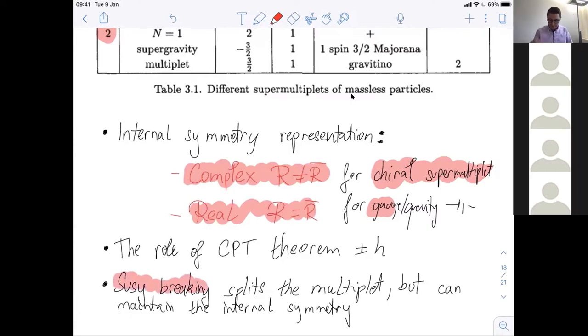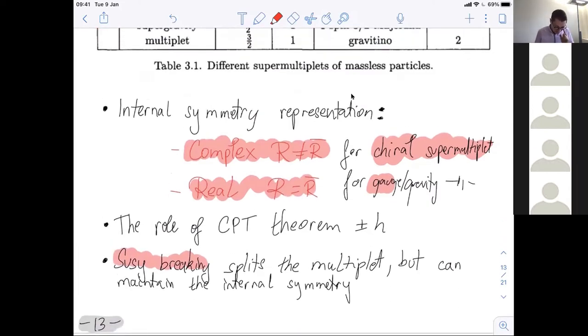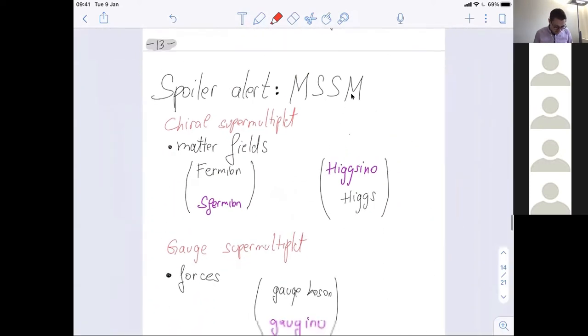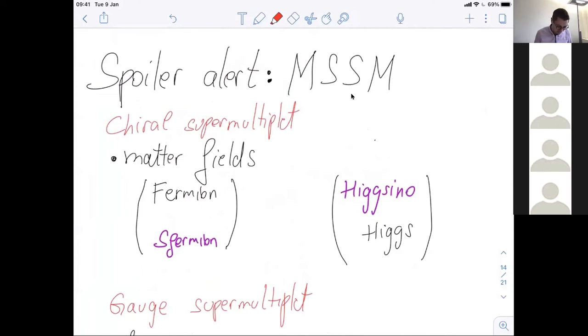And therefore, when you break supersymmetry, you split the multiplet. So some states are heavier, some are lighter. But you don't have to break the internal symmetry. So supersymmetry breaking will split the supermultiplet in terms of mass, but will not necessarily break the internal symmetry. The gauge symmetry within a multiplet, for example, stays the same. I will show this slide and perhaps we can have a short break after this.